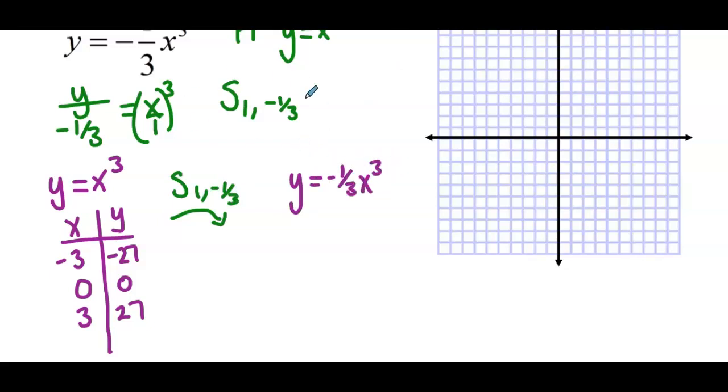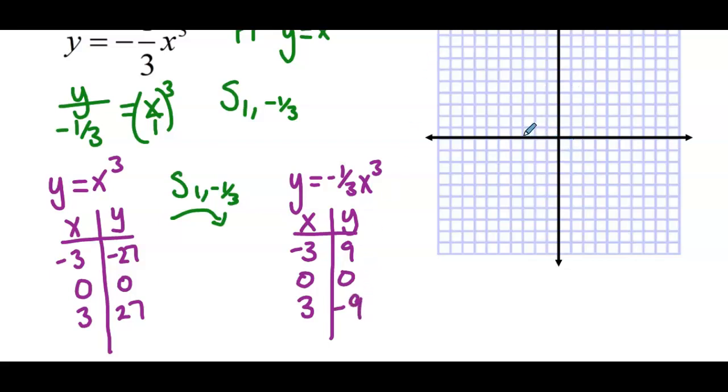Now if we had to describe what's happening, well, I see a negative, so I know there's a reflection involved. So we have a vertical scaling, more specifically a vertical compression by a factor of 1/3, making the y value smaller. And then if we're negating the y values, that means we're going over the x-axis, so reflection over the x. Okay, so now our new points on the graph, well, x values stay the same, so -3, 0, and 3. Multiply the y values by -1/3. Okay, so -27 times -1/3 is +9. 0 times -1/3 is 0. And then 27 times -1/3 is -9.